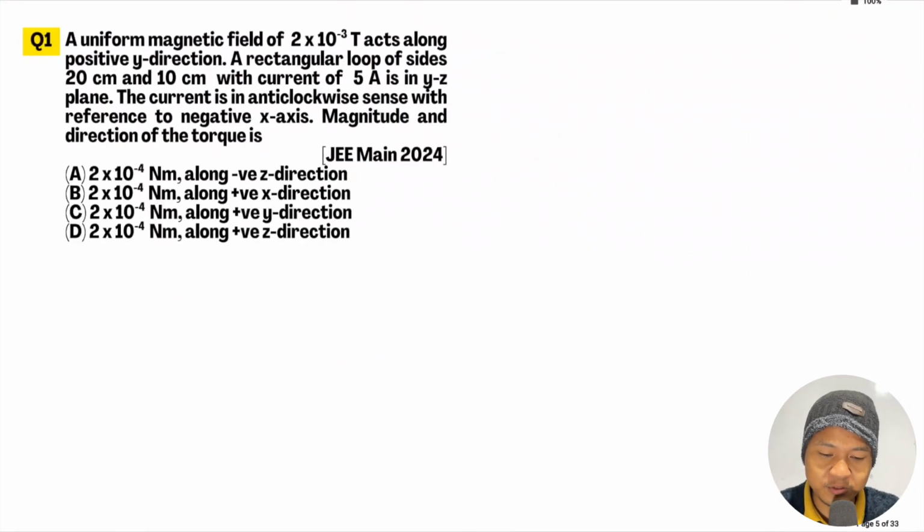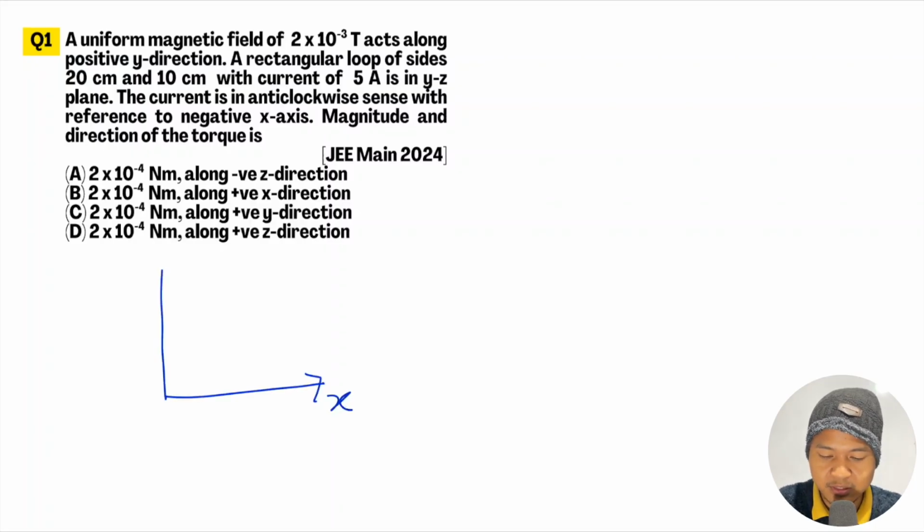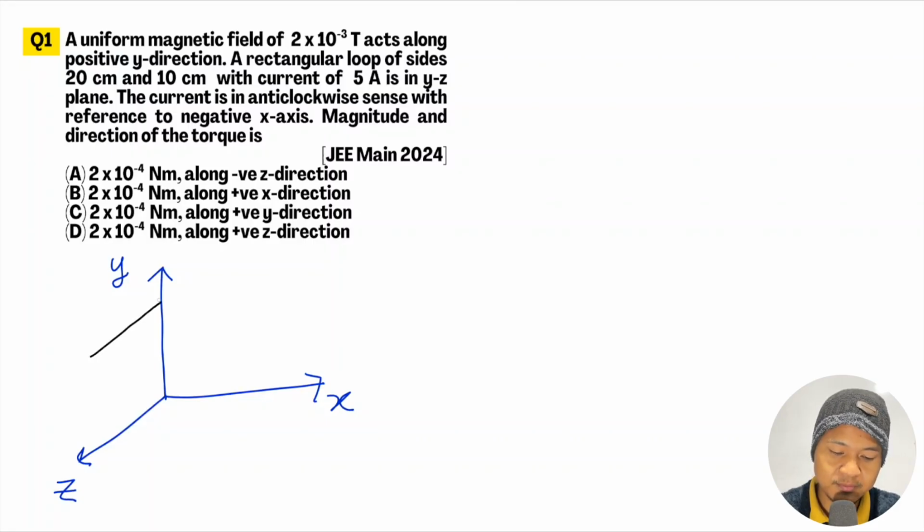Okay, let's solve a question. It is a conceptual question. A uniform magnetic field acts along the positive y direction. So let's try to draw it: x, y, z. A rectangular loop of sides 20 and 10 centimeter with current 5 A is in the YZ plane. So I'll try to draw it like this, with one side 20 centimeter and the other 10 centimeter.